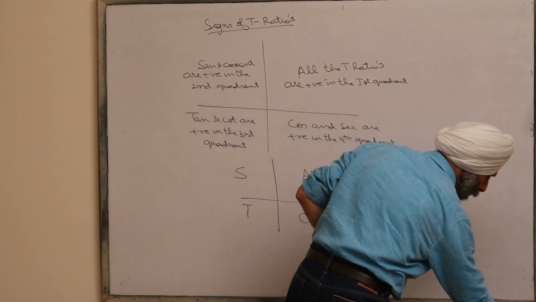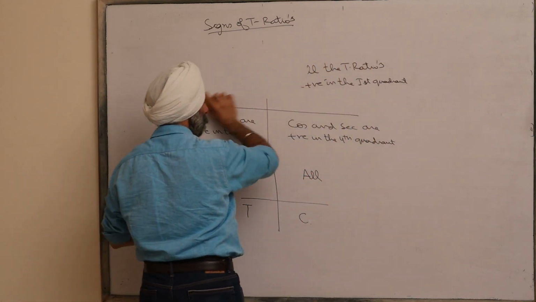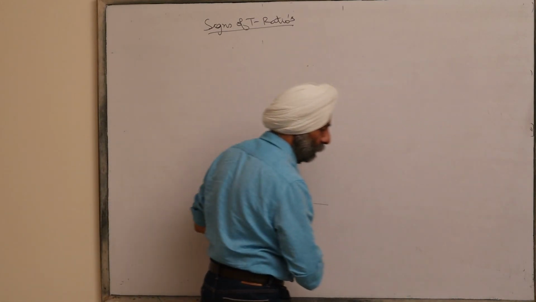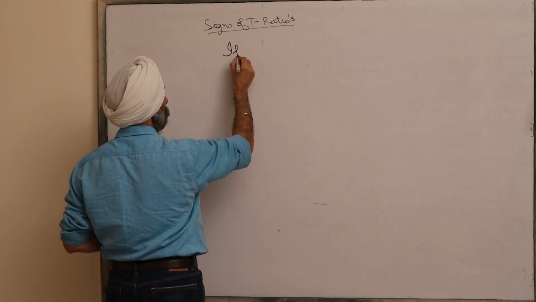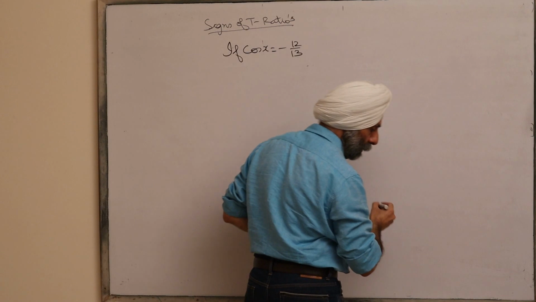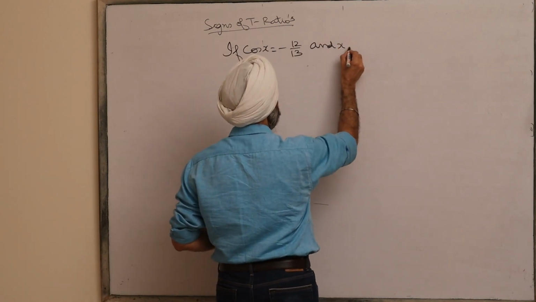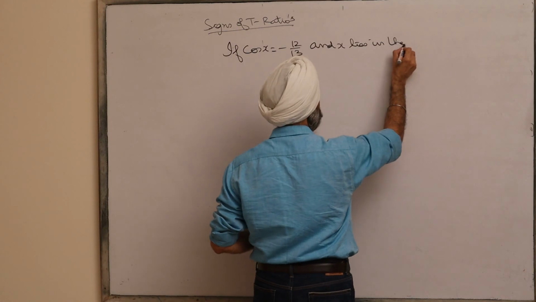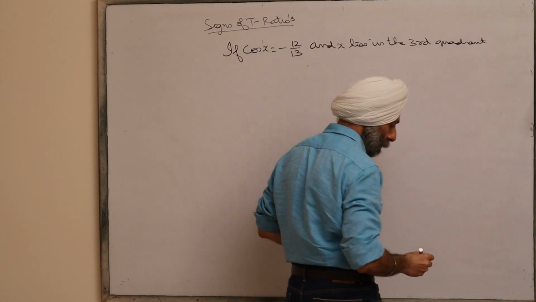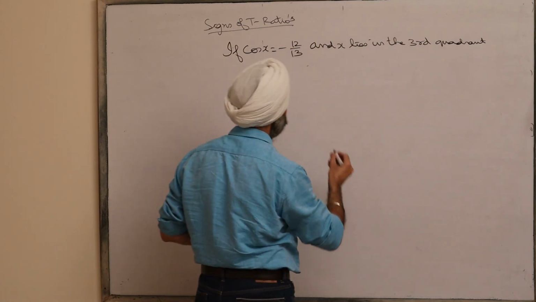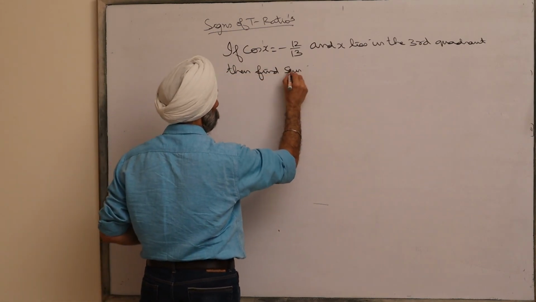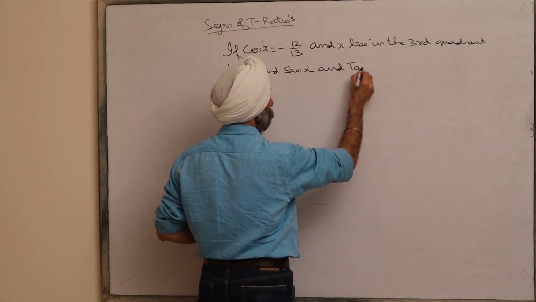Now for example, we want to solve the questions relating to the signs of different trigonometric ratios. The first question is: it is given that cos x is equal to minus 12 by 13 and x lies in the third quadrant, then find sin x and tan x.